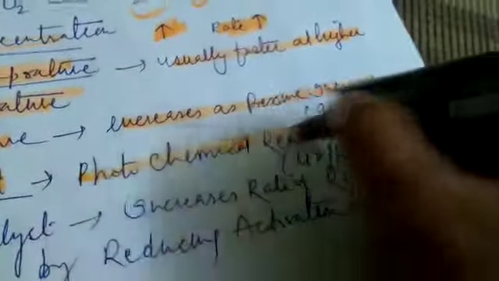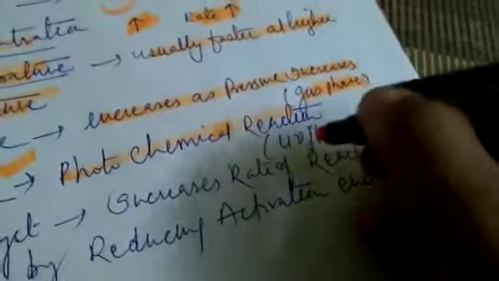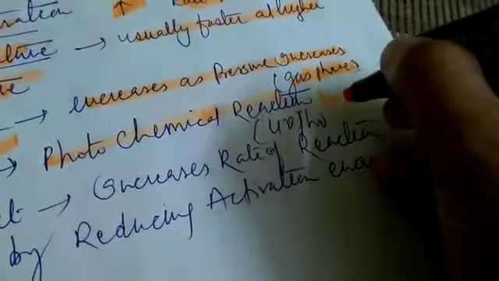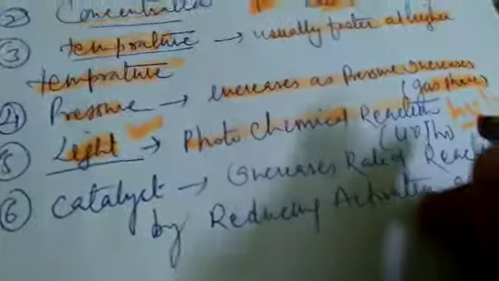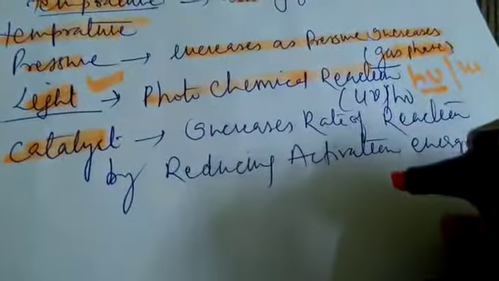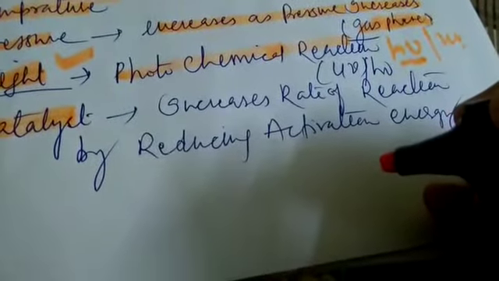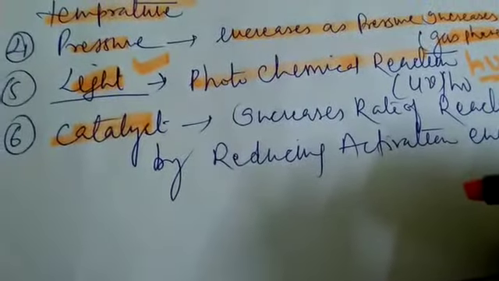Light. For photochemical reactions, presence of light increases rate of reaction. We have studied many reactions in which we used to put hν or ultraviolet rays. For this kind of reaction, sunlight increases rate of reaction. Catalyst. We know that catalyst alters the rate of reaction by reducing activation energy. So when we are using catalyst, the rate of reaction will be increased.